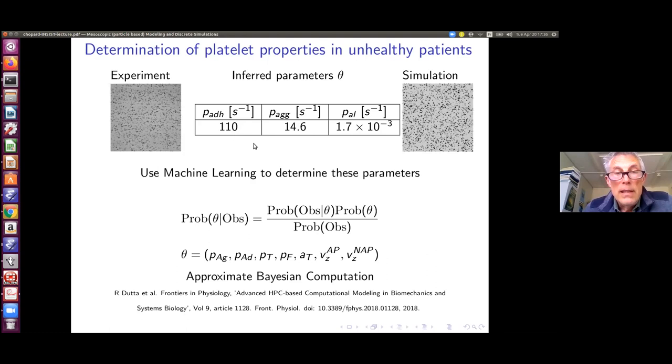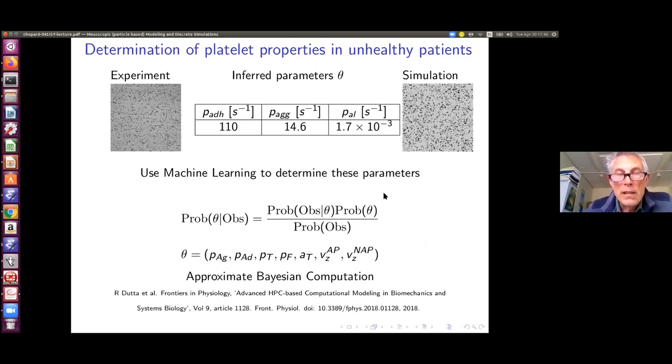So this is work that we did in collaboration with Rito Dutta, who is now in Warwick University and is an expert in what we call approximate Bayesian computation. So basically it's a way to infer parameters from an observation. So we have this observation. We have a numerical model that explains it. The question is, what value should I put to reproduce these two things?